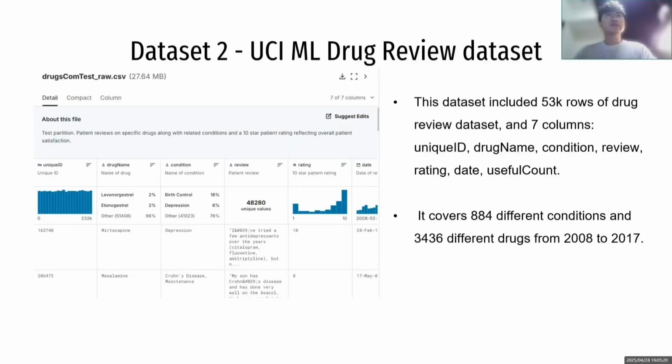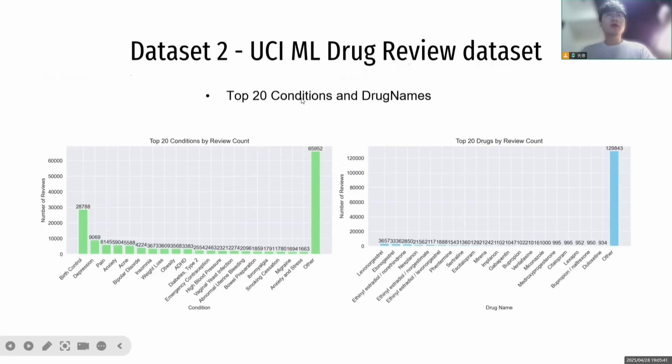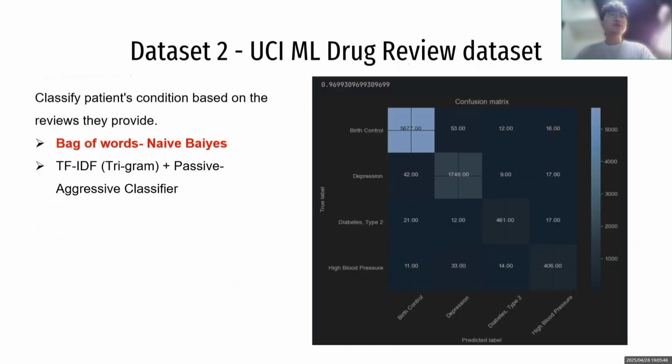Dataset 2 is the UCI ML drug review dataset, and this dataset includes 7 columns, which are unique ID, drug name, condition, review, rating, date, and the useful count. It covers different conditions and drugs, mainly during 10 years. From this dataset, we can get the top 20 conditions and the drug names. The objective is to classify patients' conditions based on the reviews they provide.